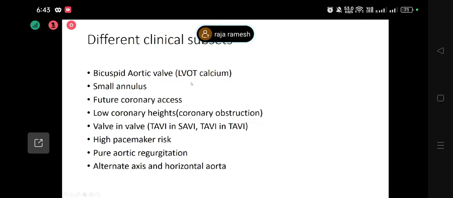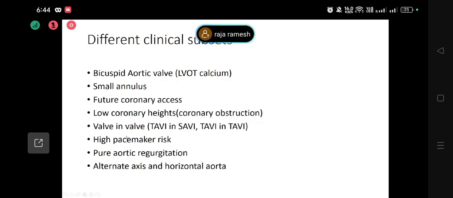Bicuspid aortic valve, in which the cusps are 2 and there can be asymmetry because of the fused raphe with a lot of calcium and a dilated ascending aorta. Small annulus: a patient with a small annulus will have a problem of patient-prosthesis mismatch, so we should be wise enough to choose an ideal valve in small annulus patients. Again, maintaining future coronary access. And patients with low coronary heights, we have to choose the ideal valve because we can't afford a coronary obstruction on the table, which is catastrophic.